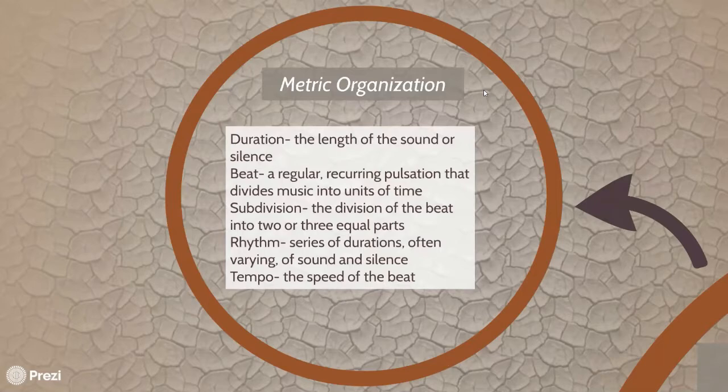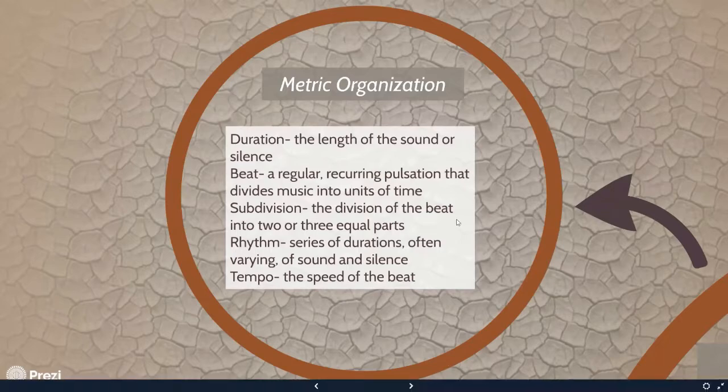A meter or metric is basically how we gauge the music. The duration is the length of the sound or the silence. We talked about that before. The beat, in relation to the sound wave, is important. It's a regular, recurring pulse that divides the music into units of time.